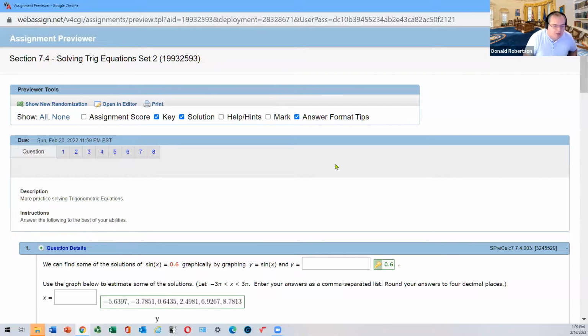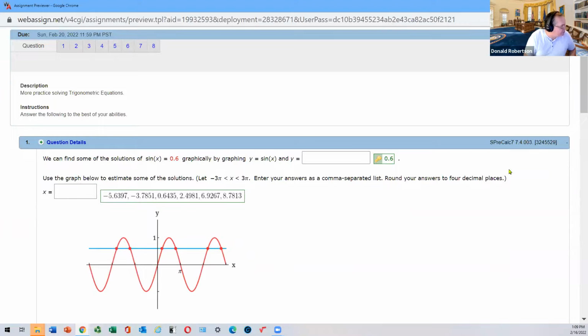The next one that we're going to solve, again graphically, is y equals sine x. I know you can't see it, but we're trying to find out when sine x is equal to 0.6. And they want the first 1, 2, 3, 4, 5 answers. Right, I'd best show you what the question is.